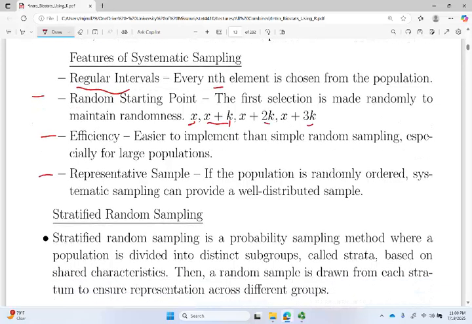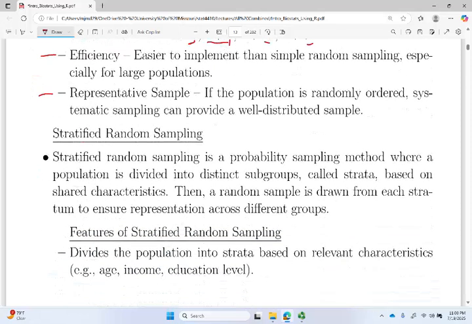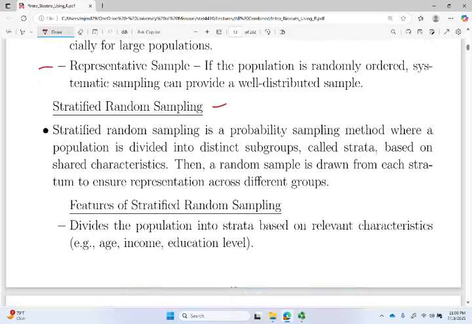It can be a pretty representative sample, right? Because we're spreading it out throughout time, in a sense, which we think may represent the population better. And then stratified random sampling is where we divide the population into distinct groups, often called strata, right? One of the strata is called a stratum. And then we draw from each stratum to ensure that we get representation across the different groups.